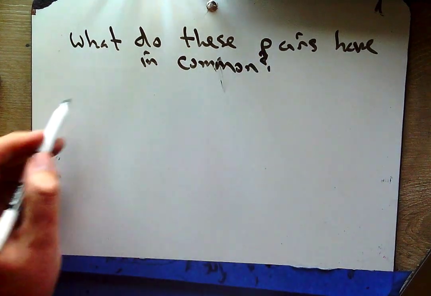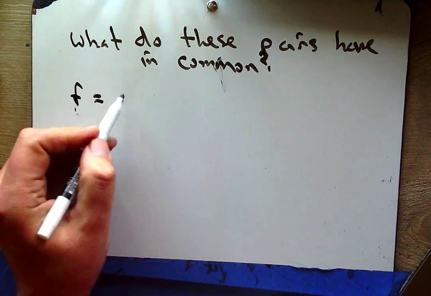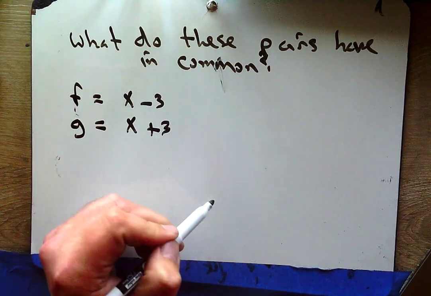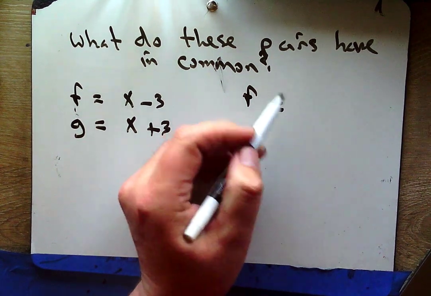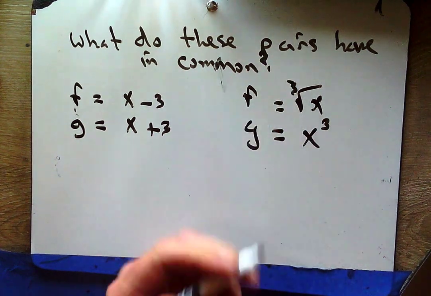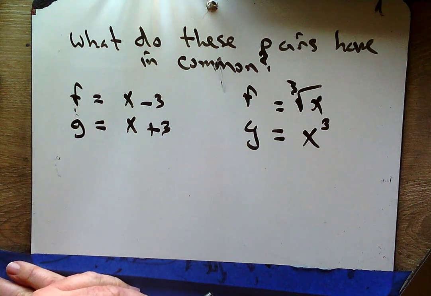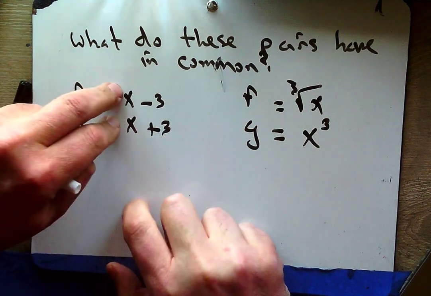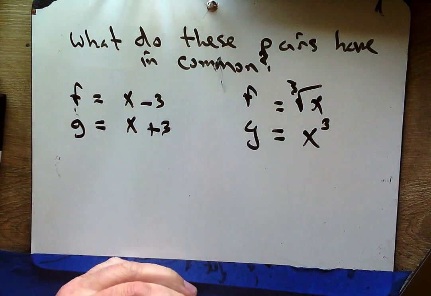Okay, our first pair, f(x) = x - 3 and g(x) = x + 3. That's one pair. Here's another pair: f(x) = cube root of x, g(x) = x to the third. What do these pairs of functions have in common? I know over here you're saying, well, they're both linear, or they have the same slope. But here, no, that's not true. So what do you know?